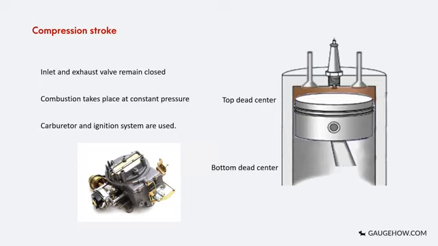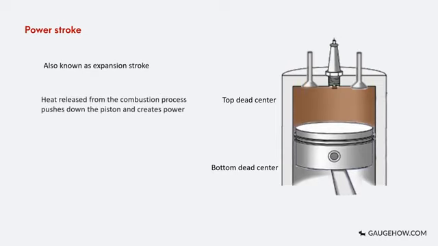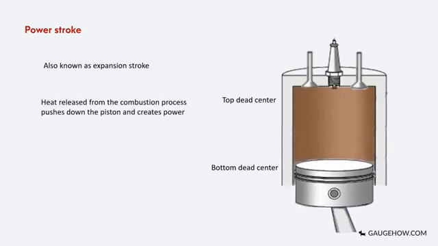The third stroke, that is power stroke, is also known as the expansion stroke. The whole magic of power generation occurs in this stroke. Both the valves remain closed. The heat released from the combustion process increases the pressure, which creates a thrust that pushes down the piston to bottom dead center and creates power output. Power is produced in this stroke only. The downward motion of the piston provides positive driving power.